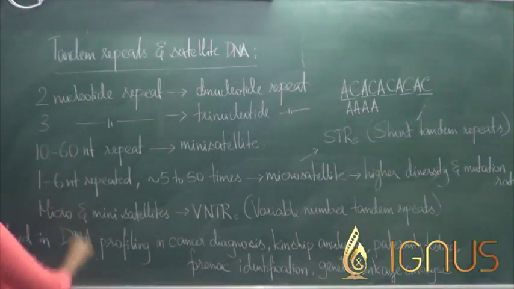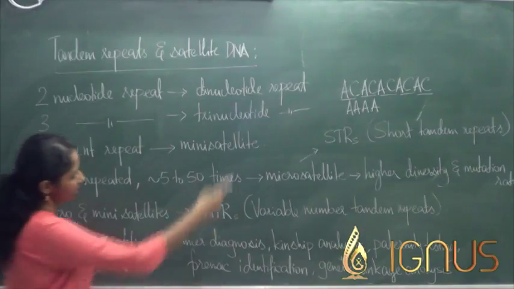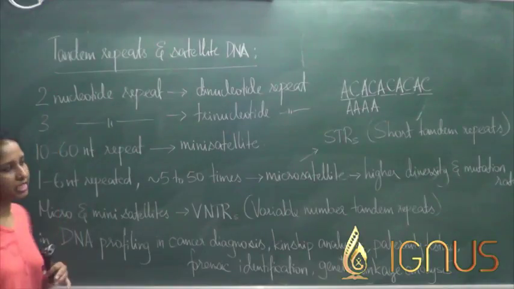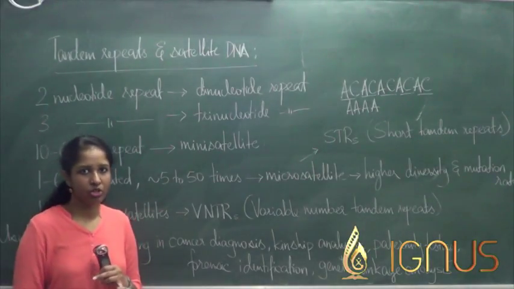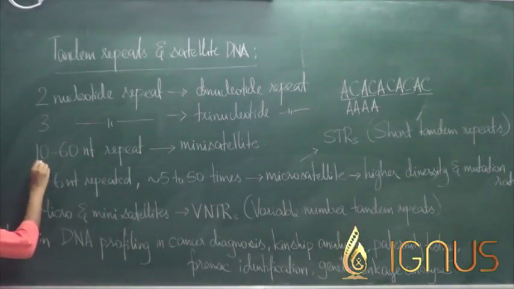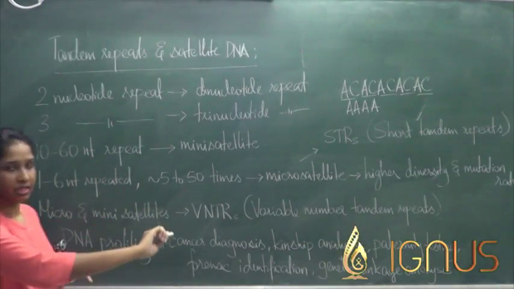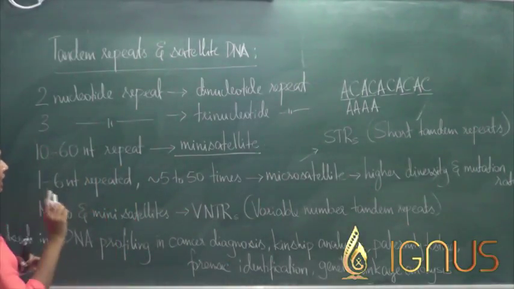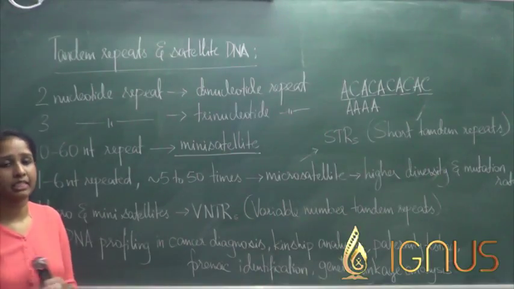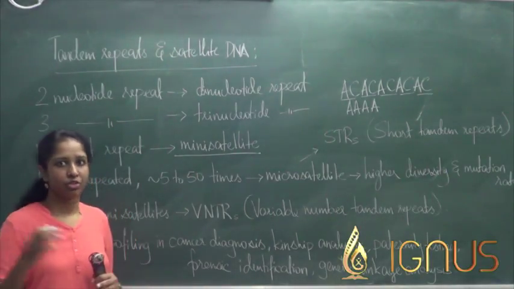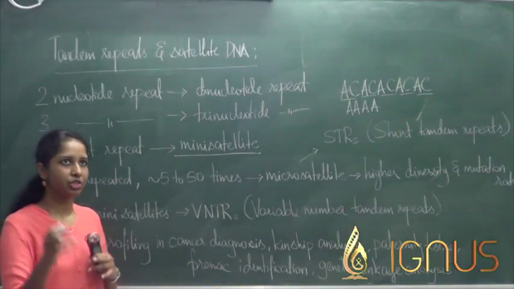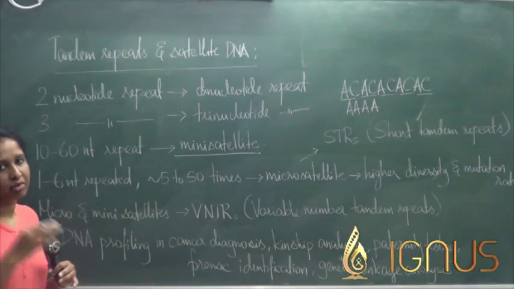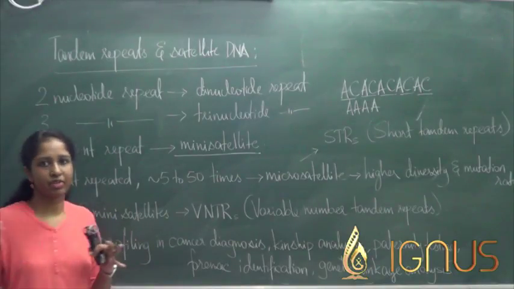Now tandem repeats are of different kinds. If two nucleotides are repeated like AC there, it's known as a dinucleotide repeat. If three nucleotides are repeated, then it is known as a trinucleotide repeat. Now if 10 to 60 nucleotides are repeated, then that is termed a mini satellite. And satellite DNA are those which are present either in the centromere or the telomere region of a chromosome. So in the centromere region or the telomere region of the chromosome is where you find the satellite DNA, which is nothing but tandem repeats but of a specific number.